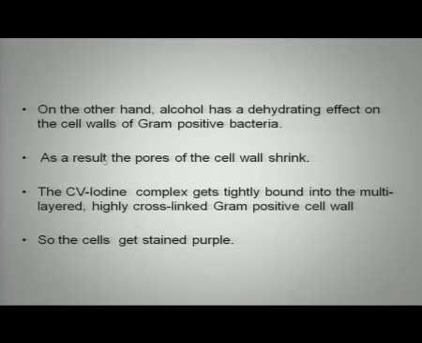On the other hand, alcohol has a dehydrating effect on the cell walls of gram-positive bacteria. As a result, the pores of the cell wall shrink. The CV iodine complex gets tightly bound into the multi-layered and highly cross-linked gram-positive cell wall. So, the cells stay purple in color.